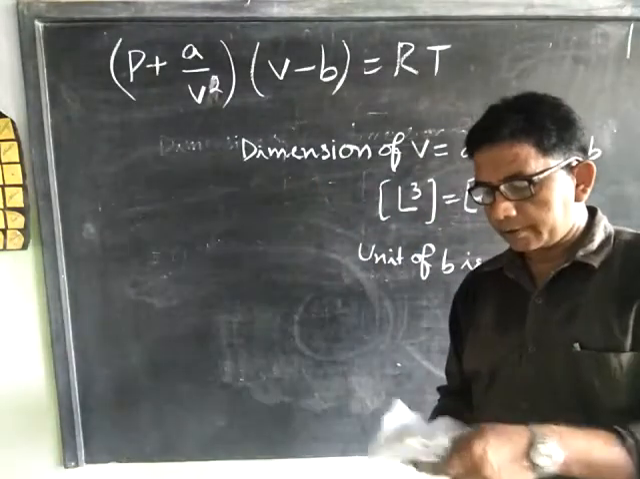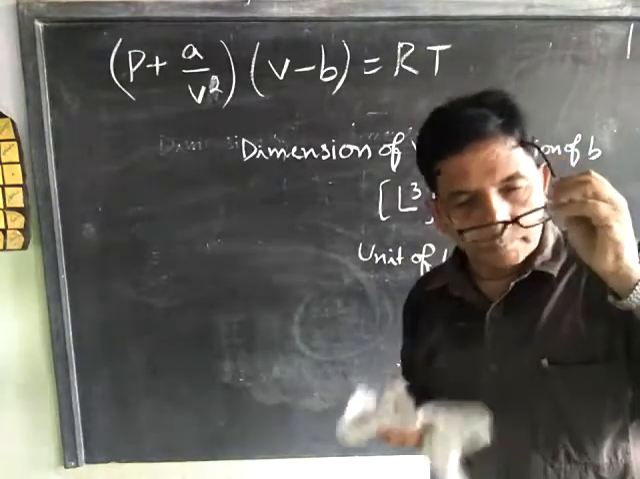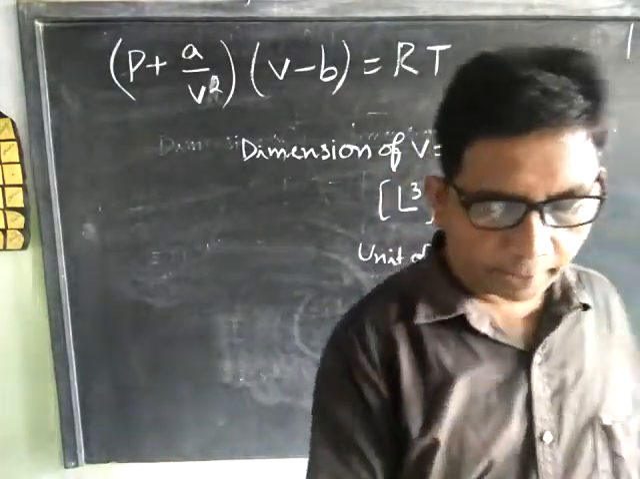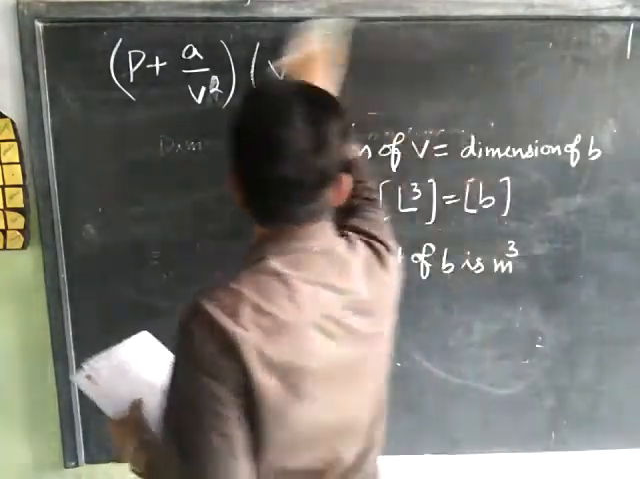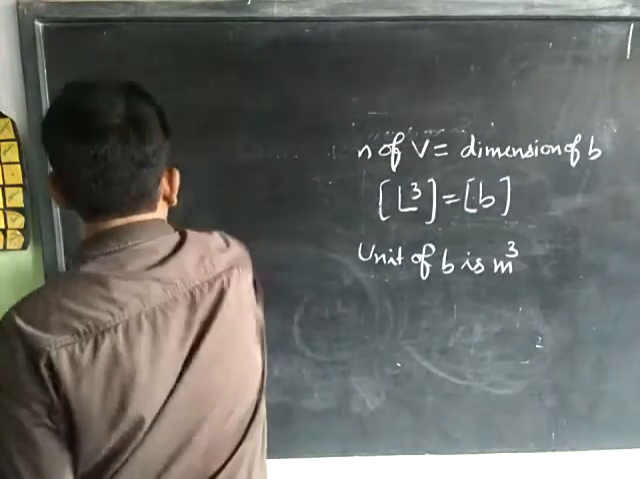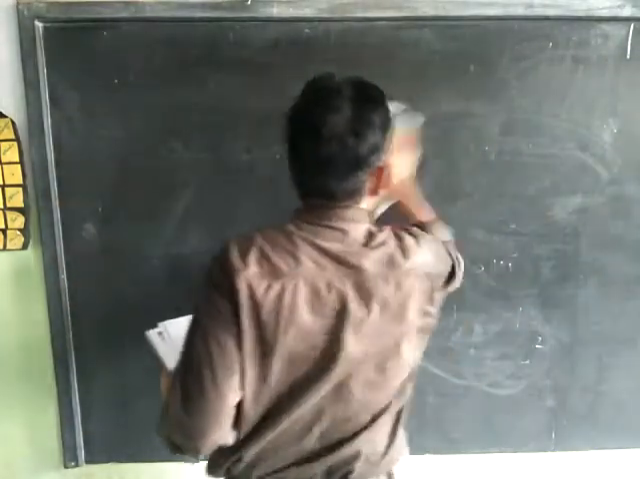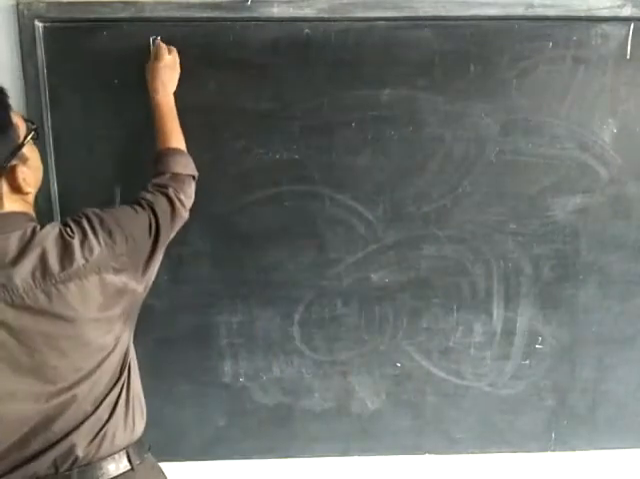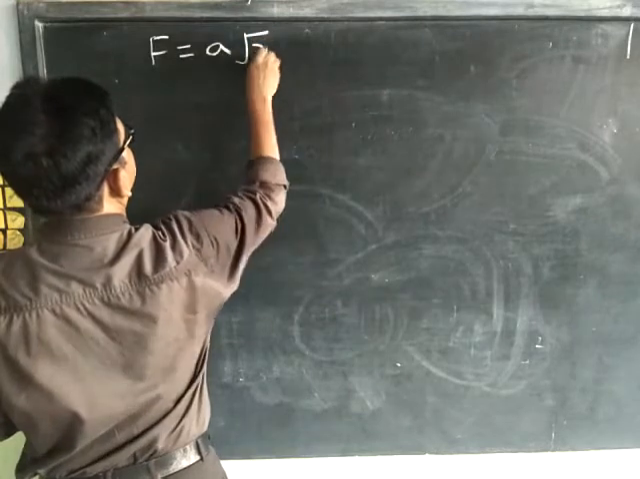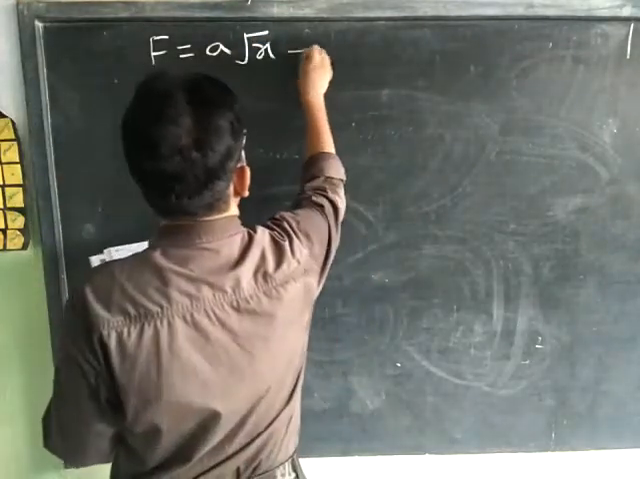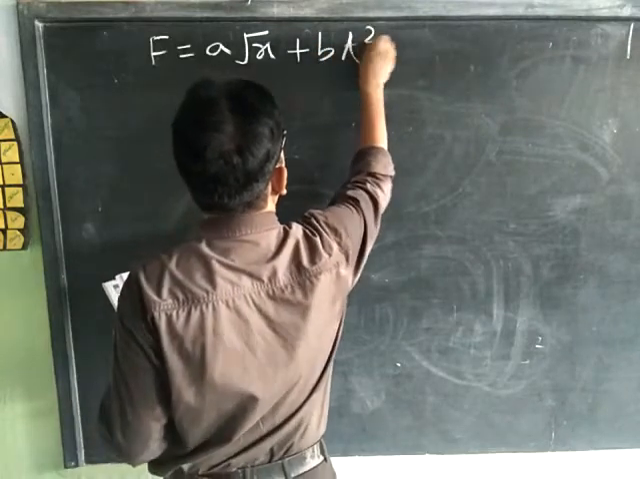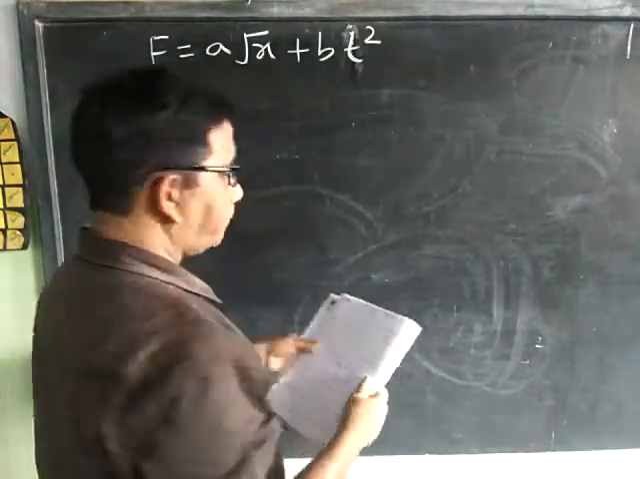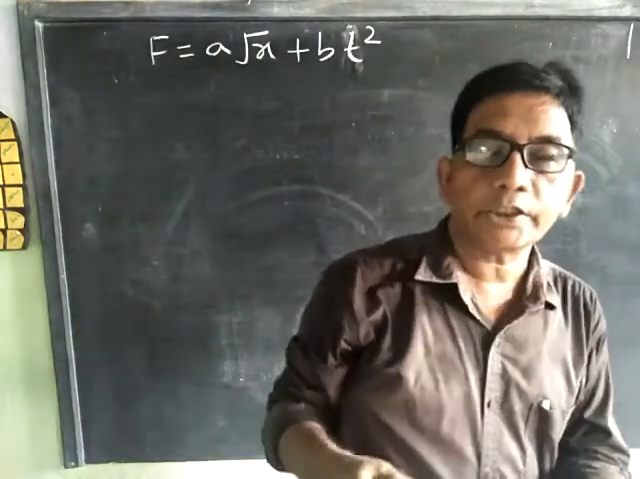Now we will discuss the next question. Our next question is, find the dimension of A upon B. In the equation, F is equal to A under root X plus B T square, where F is the force, X is the distance, T is the time.